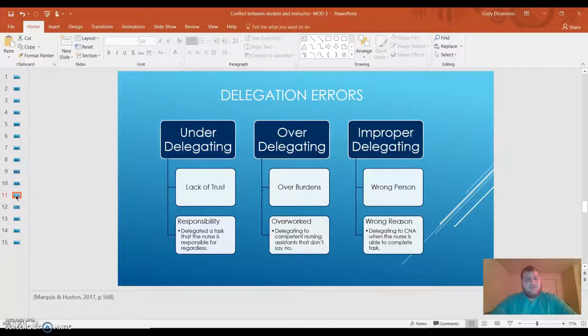Delegation errors happen on the floor all the time, sometimes without even being thought of. A lot of management can under delegate, over delegate, and improperly delegate as well. An example of under delegating would be a lack of trust. A lot of management would rather just do it themselves rather than delegate it to certain nurses, whether it's their competency level or whether they're just too busy.